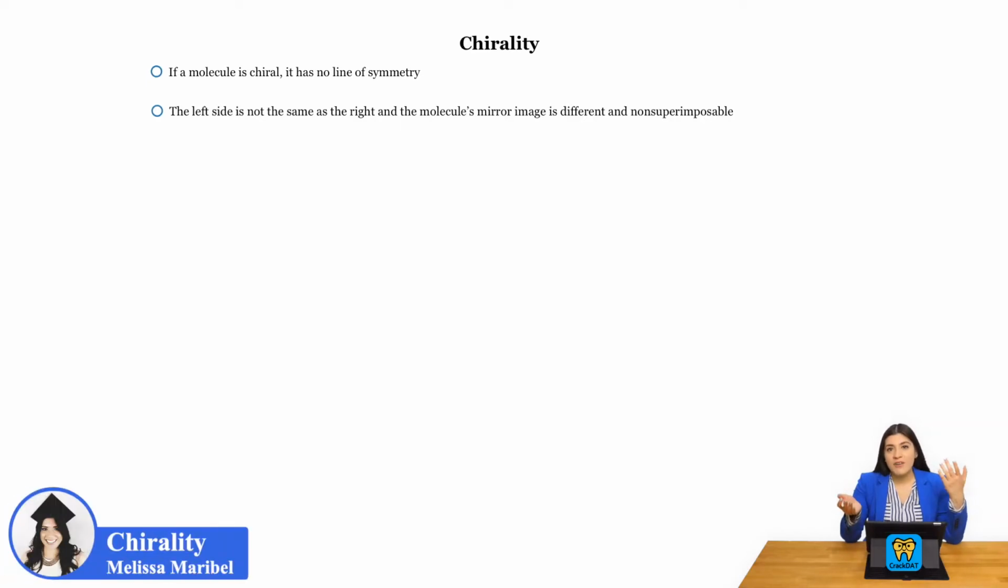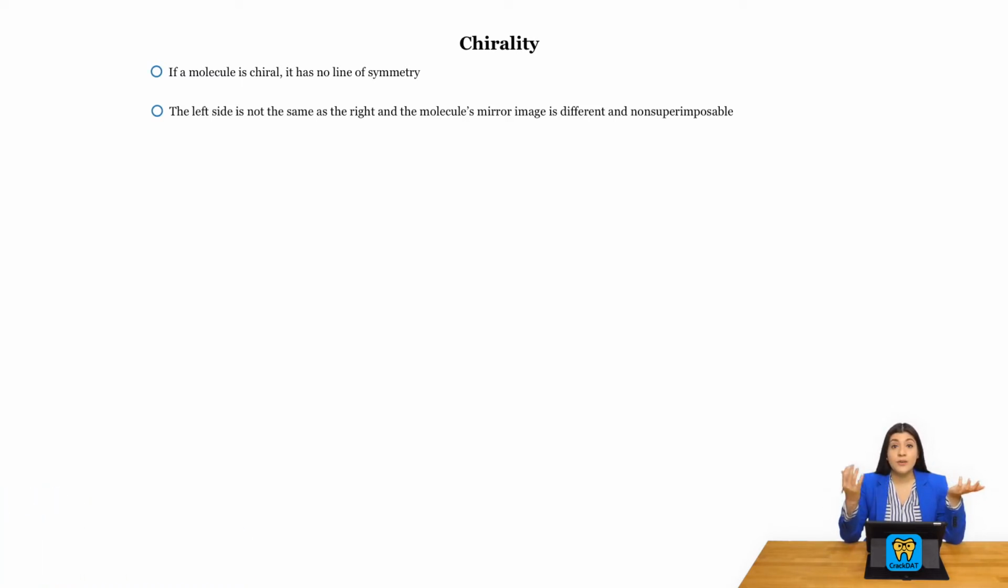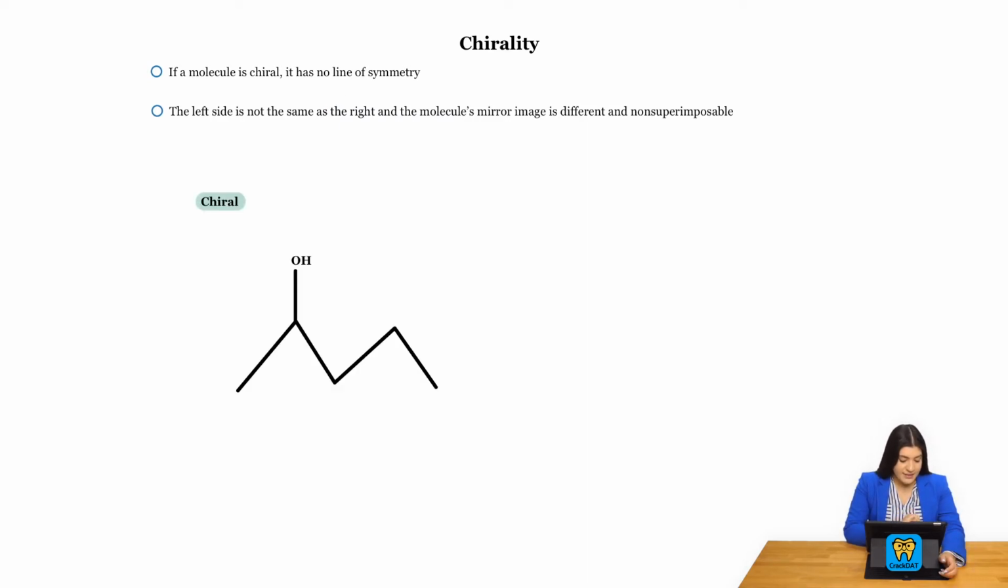When we're looking at chirality, essentially what we're looking at is specifically a line of symmetry within the molecule itself. So whether there is a line of symmetry or not. If something is chiral, that means there is no line of symmetry within the molecule. Like, let's say if I were to look at this specific case.